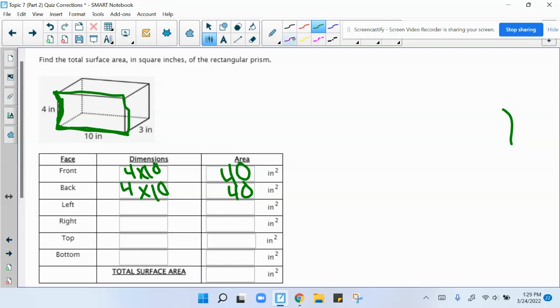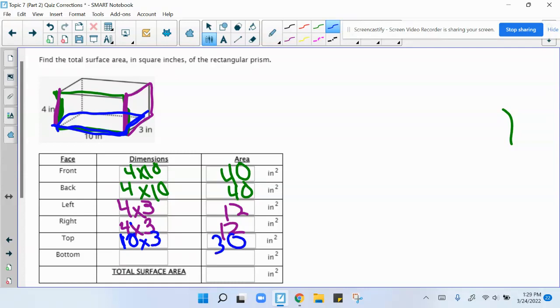The left and the right, I'll do in purple. This line is 4 inches by 3 inches. So the left and the right would each be 12 inches squared. Now let's look at the top and bottom. I'll do that in blue. That would be 10 by 3. If I highlight the bottom in blue, I go over the 10 and I go over the 3. So those would be 30.